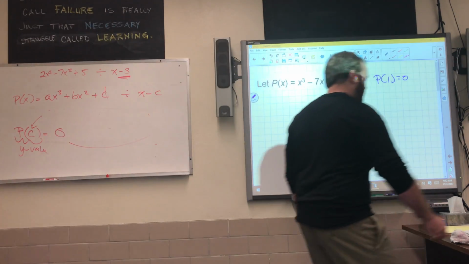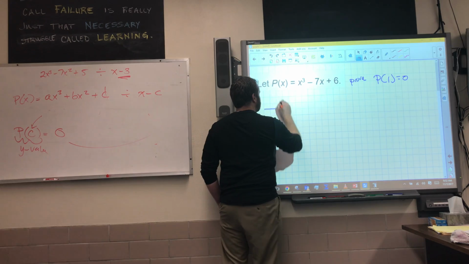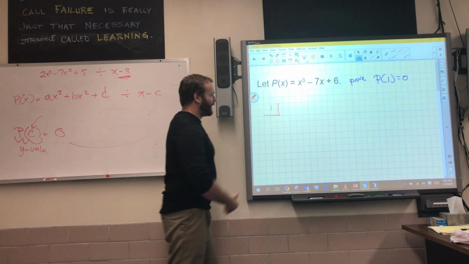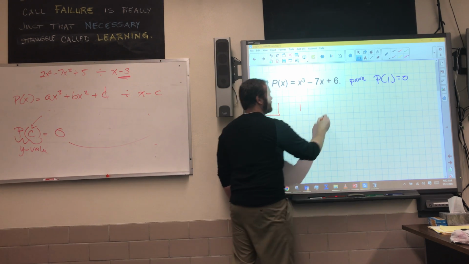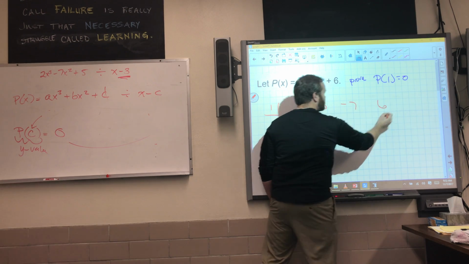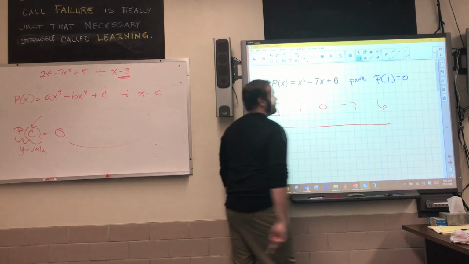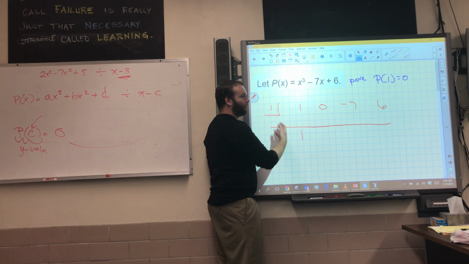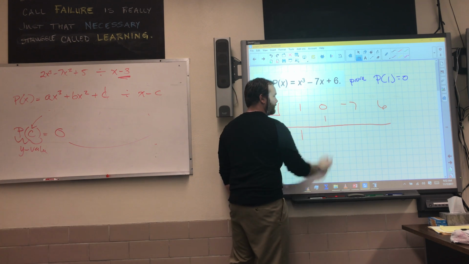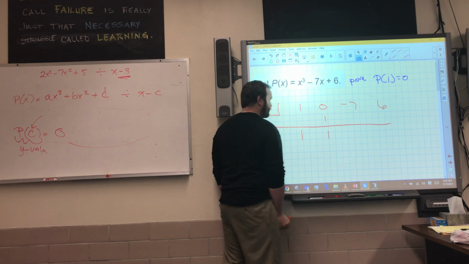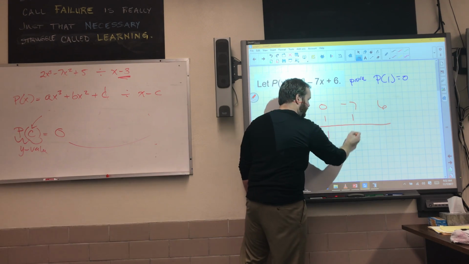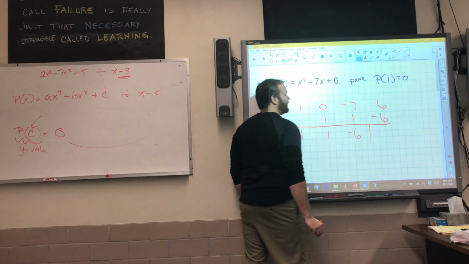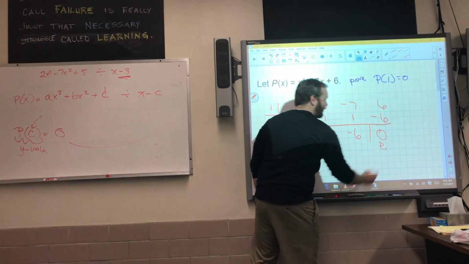So, let's think about what this means. This means that 1 is going to go in the box. I put my coefficients down of 1, 0, negative 7, and 6. Alright, now I'm going to bring my 1 down. Start going through this algorithm. 1 times 1. Put it there. Add straight down, gives me 1. 1 times 1 gives me 1. Add straight down, gives me negative 6. 1 times negative 6 gives me negative 6. Add straight down, what do you get? 0. And that's my remainder, right?